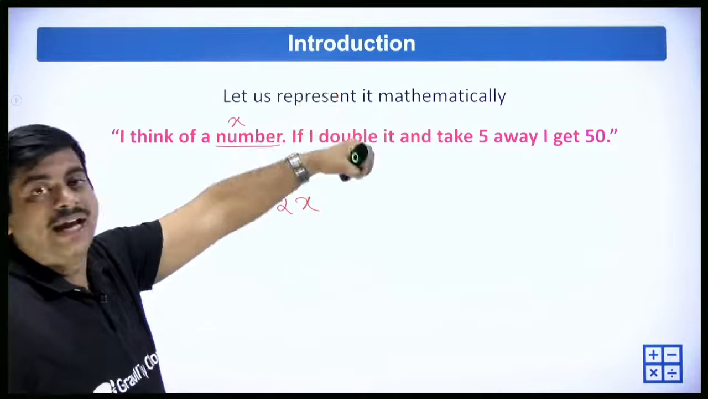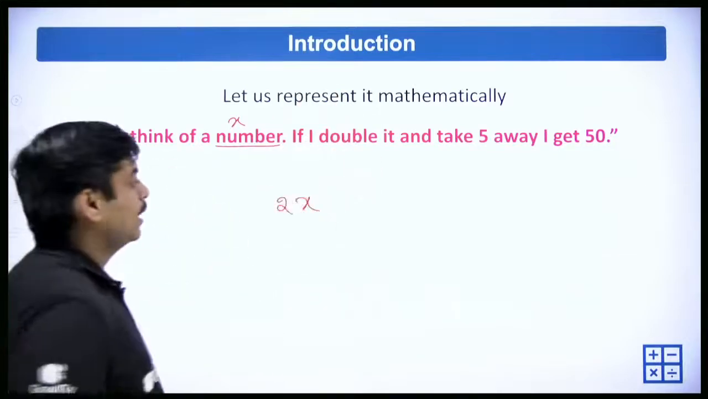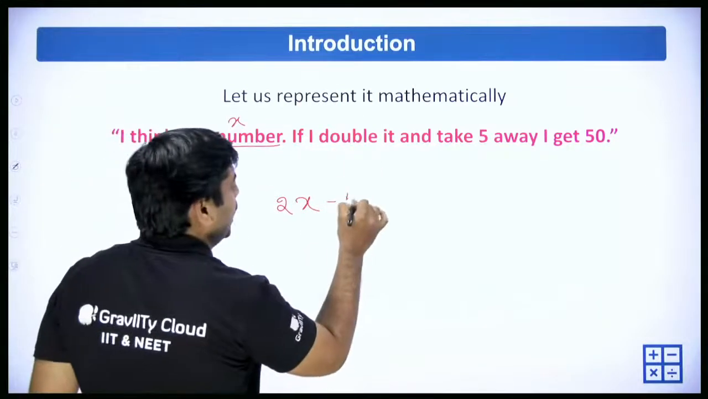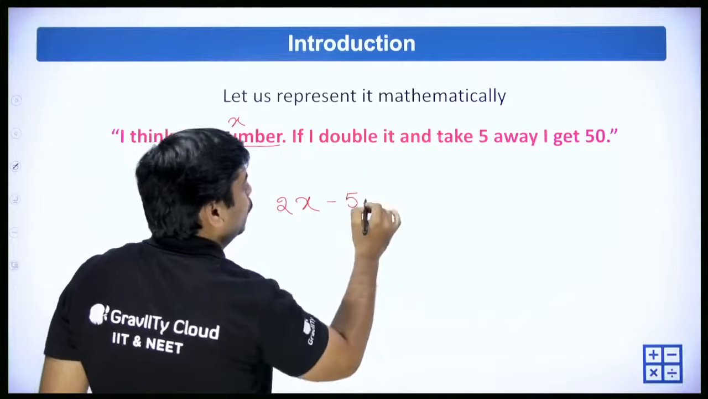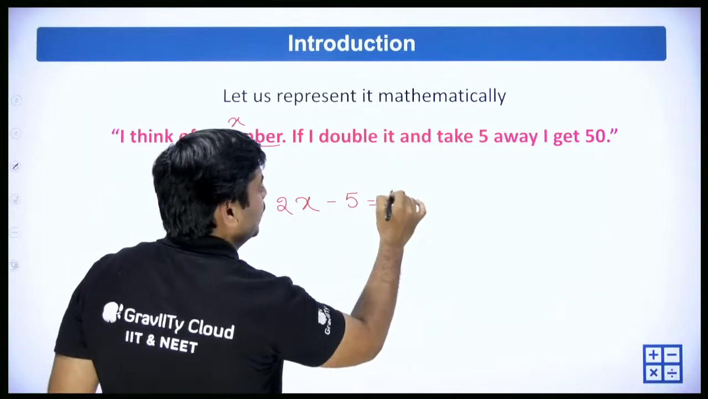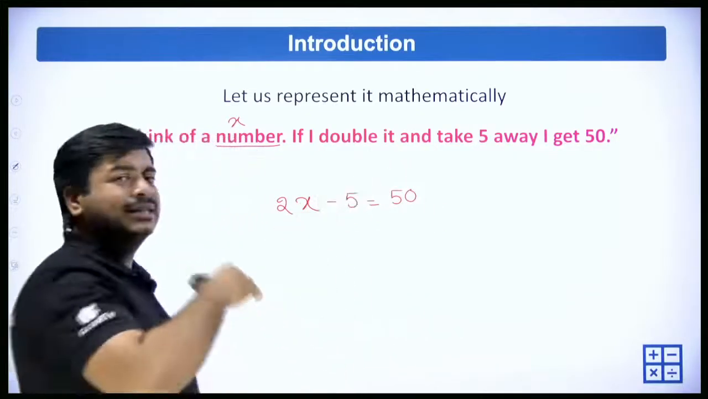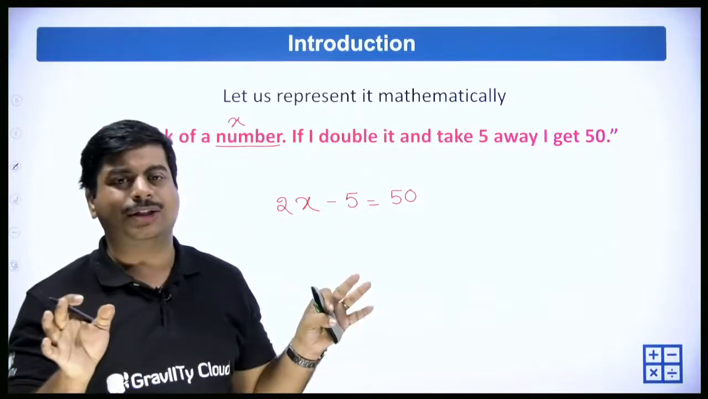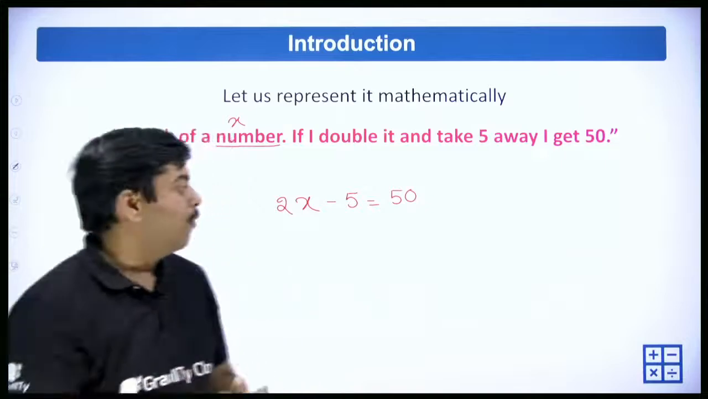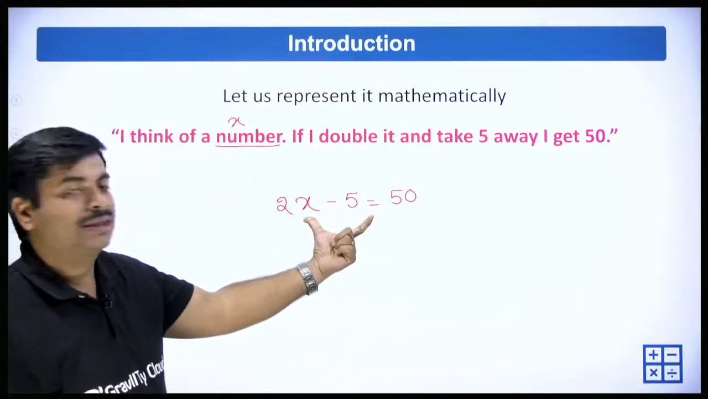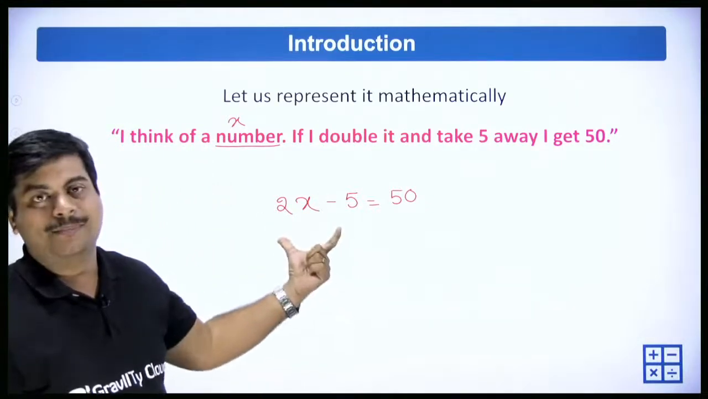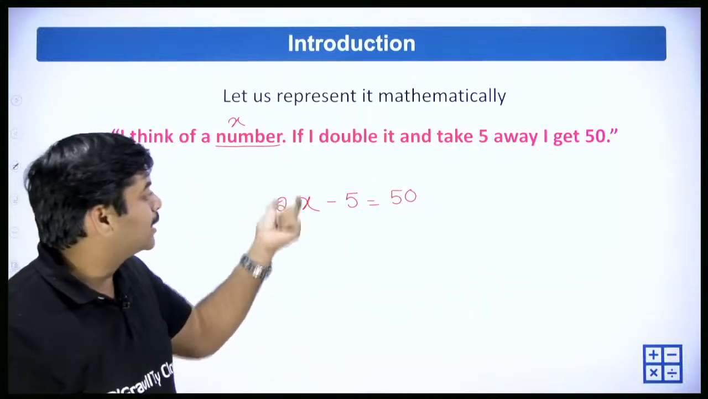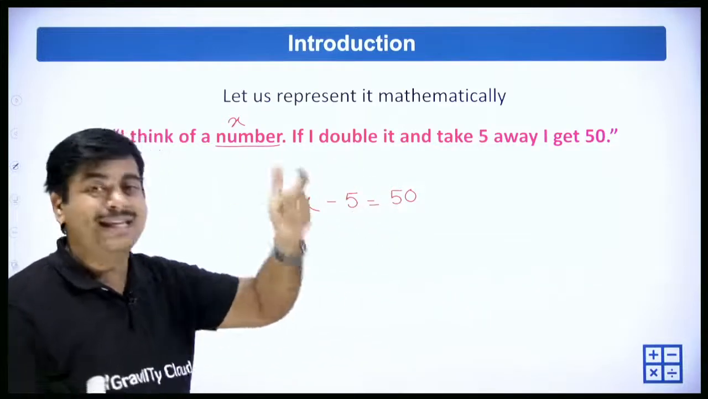And take 5 away. We are taking out 5. So 2x minus 5. Take away 5, we get 50. What is that particular number? How to solve the linear equation? We'll see later. But whatever equation we wrote here is a linear equation. The equation 2x minus 5 is equal to 50 is a linear equation.